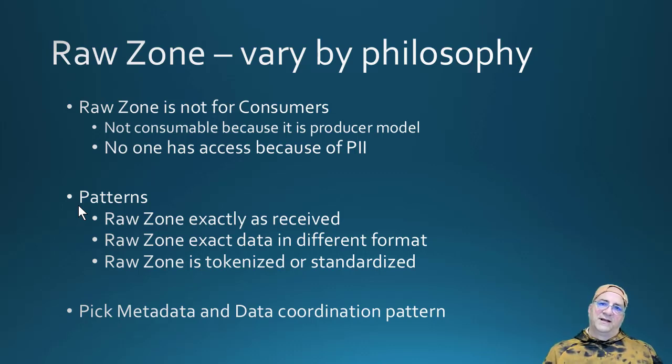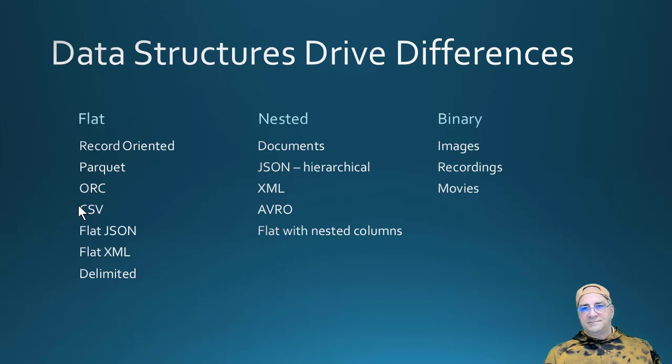You might create a unique identifier for everything you receive. So this is my reception identifier. And if I write that thing out, I need to write the metadata with that reception identifier. So you have to decide a pattern for that. So pick the pattern for how you want to change the data and pick how you're going to coordinate the metadata and data, or at least think about it. So data structures drive differences.